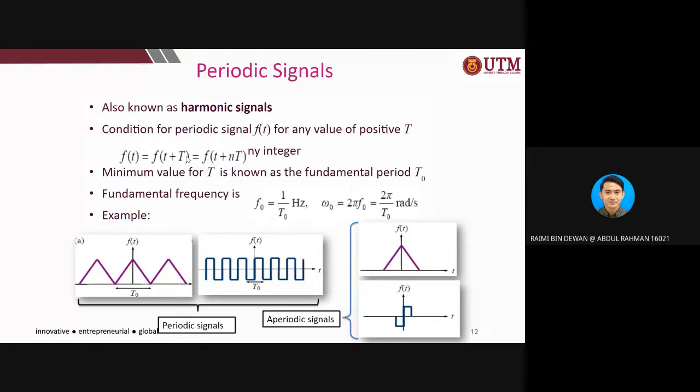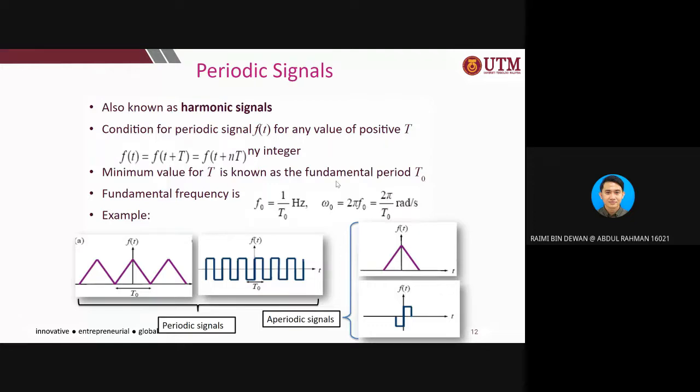You have t as the time element in the time domain, and you have a value of T. The minimum value of T is known as the fundamental period, T naught. The fundamental period means the most basic one. The fundamental frequency f naught is 1 over T naught, in hertz. Then you have omega, which is 2 pi f naught, or 2 pi over T naught.